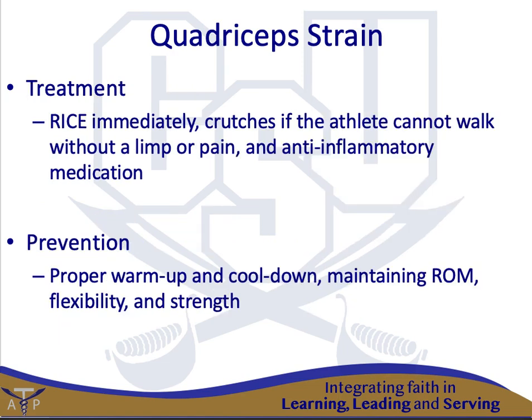Rice is a typical treatment, as well as crutches if the athlete cannot walk without a limp, and the anti-inflammatory medications again. And for prevention, we make sure that they have proper warm-up and cool-down, maintaining range of motion, flexibility, and strength in the quadriceps area. And on top of that, we want to make sure that we have the balance of quadricep and hamstring muscles even.